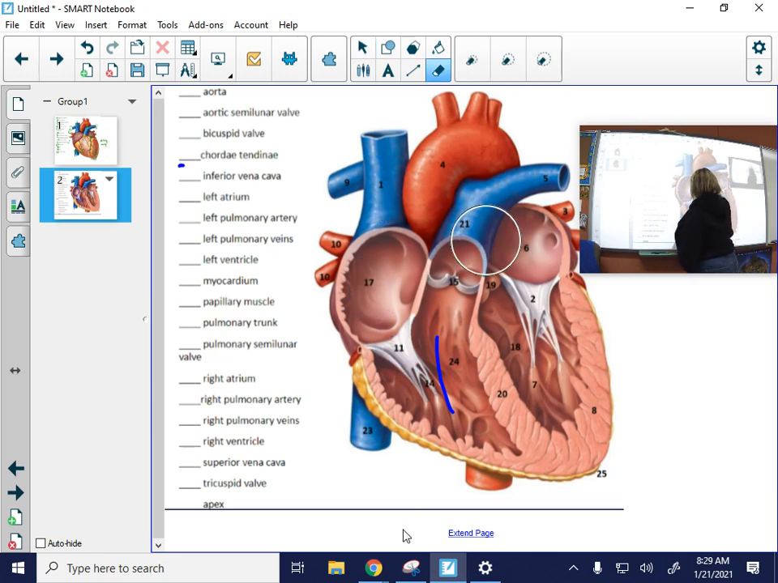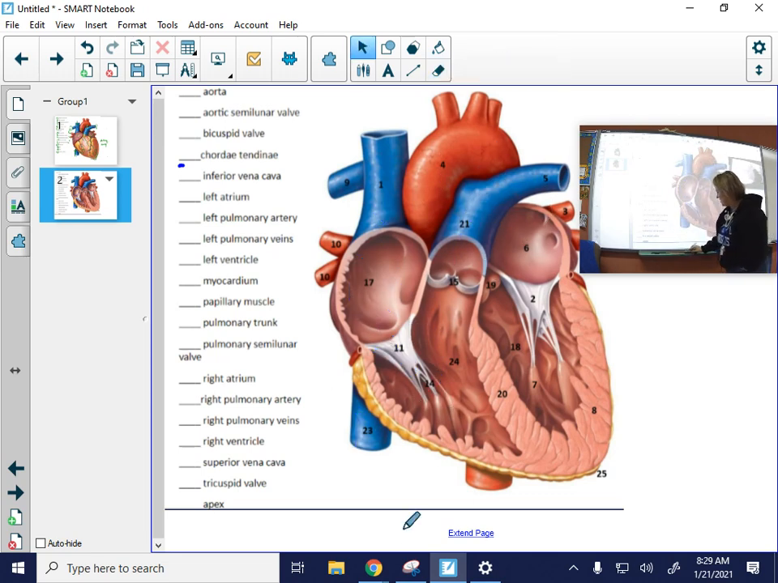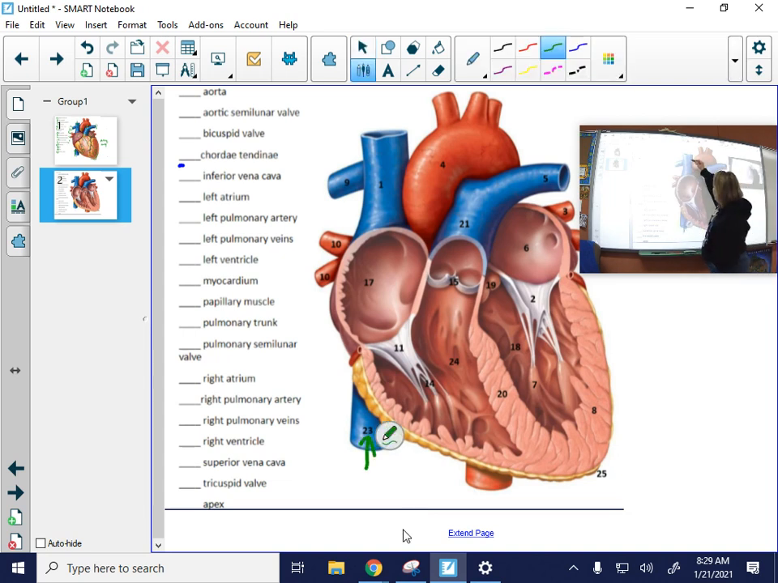All right, so now let's go to the second one where we look at the inside features. And I will do the same thing. We will go through and we have the inferior and the superior vena cava. So the superior is number 1 and the inferior is number 23. And they are dumping into the right atria. So that is number 17. And you can see these holes are where the coronary veins are dumping blood back in.